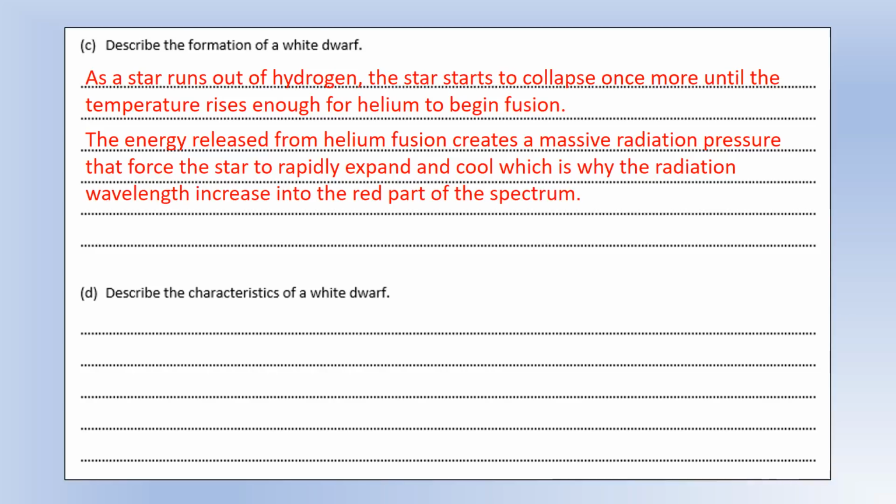And the fusion of helium releases a massive amount of energy, and you have a massive radiation pressure that forces the star to rapidly expand. And it starts to cool down as well as it expands. And that's why the radiation wavelength will increase as it cools down. We're using Wien's law there. And that's why it looks red, and you formed a red giant.